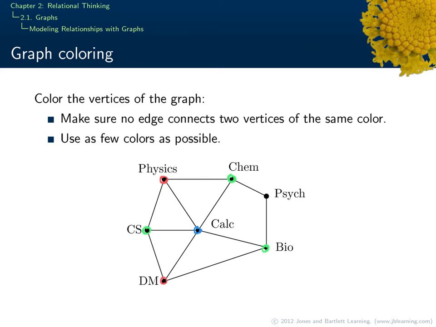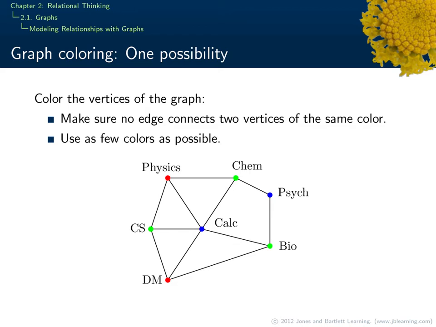And now let's see if there's a color that we can use for psych. So I know that I can't color it green, but I could color it anything else that I want. So I have my choice here. I could color it red or I could color it blue. Or I could give it some new color altogether. But remember, we're wanting to be as efficient as possible with our colors. So I'm going to go ahead and just color this vertex blue. And so that is a coloring of our graph.